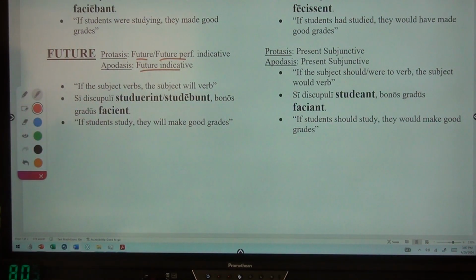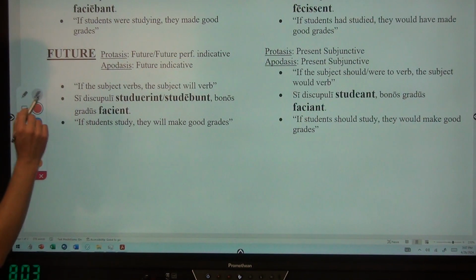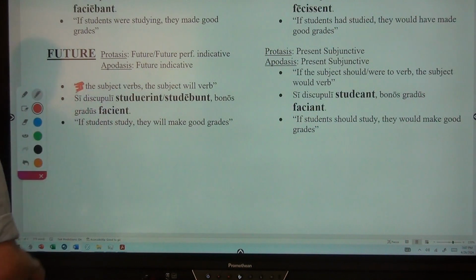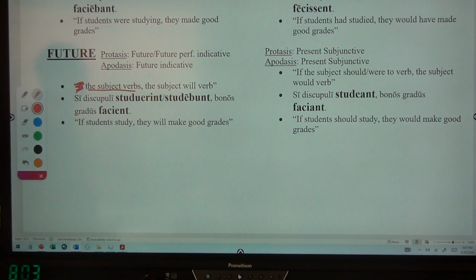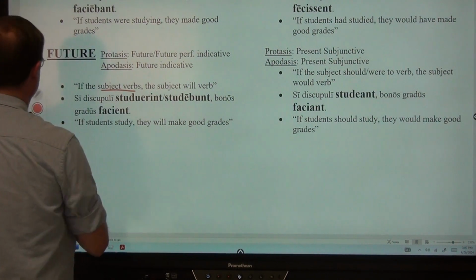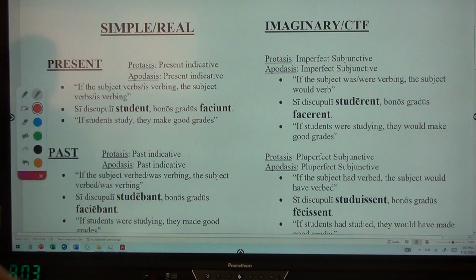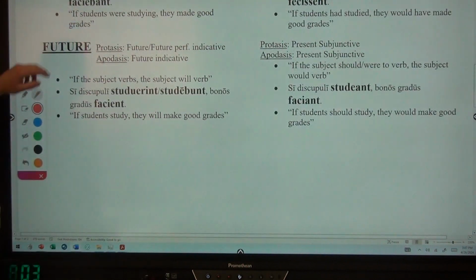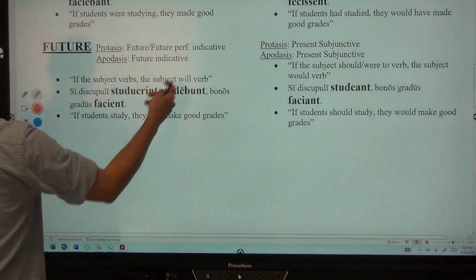Now, the way you translate it is going to be, if the subject verbs. If I were to crutch out the word if, the subject verbs, that is an action that is present. Once you put an if in there, you don't know whether it is present if the subject verbs. You only know when you get to the apodosis, the subject verbs. But here, if the subject verbs implies in the future, the subject will verb.